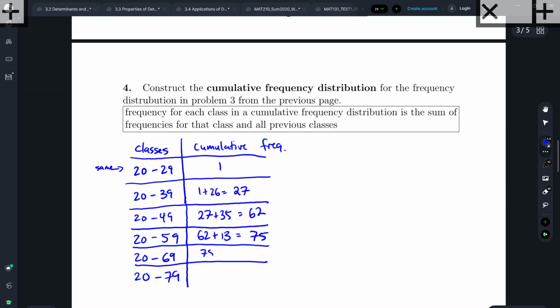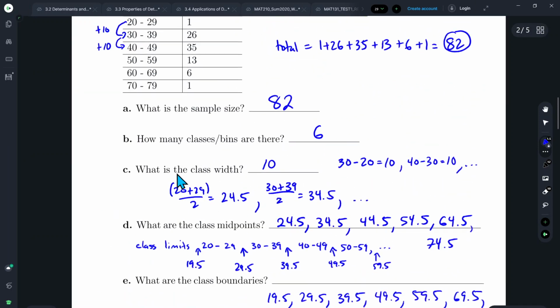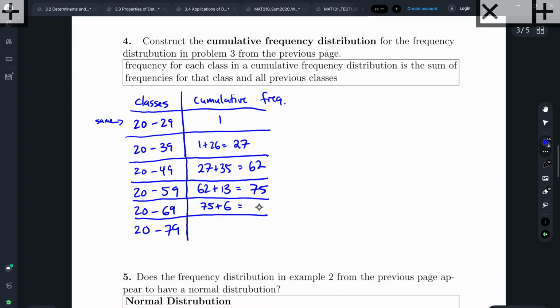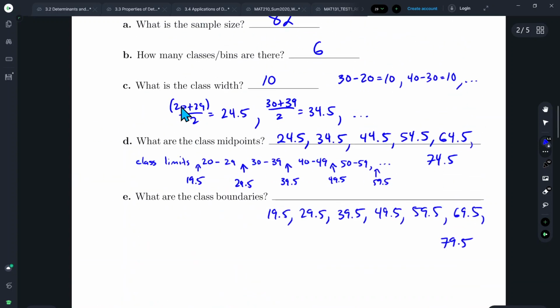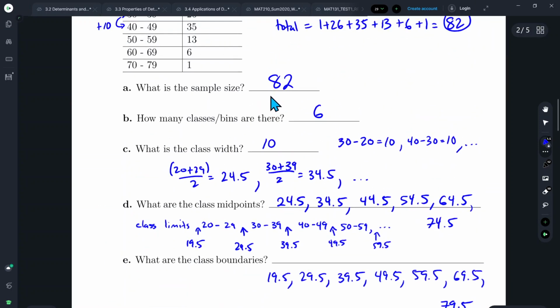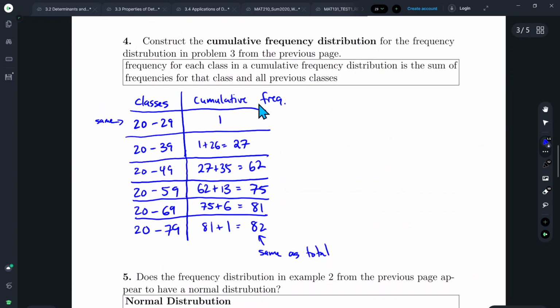The first 4 classes was 75. We add in the 5th class, which is 6. So this would be 81. And then the last one will be 81 plus the very last class, which is 1. Notice the very last one should be the same as the total, which we calculated previously. Okay, so this is how we construct the cumulative frequency distribution. You accumulate the classes one by one.